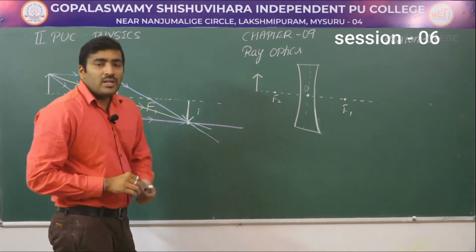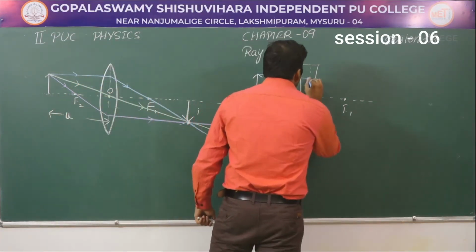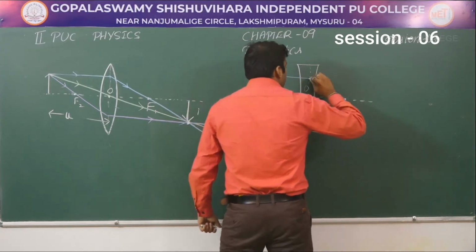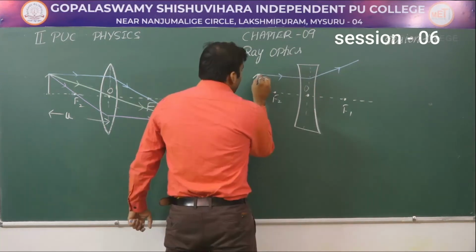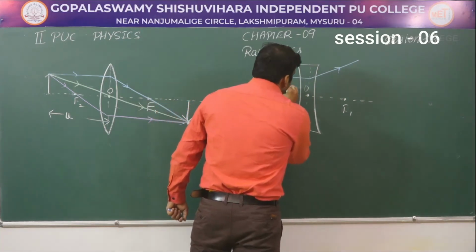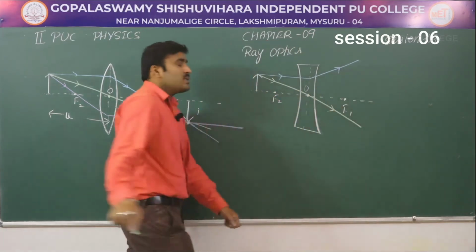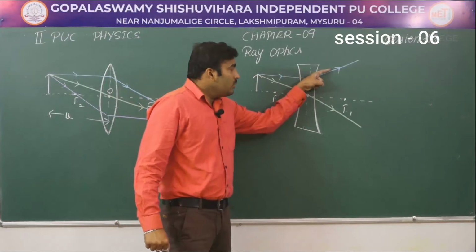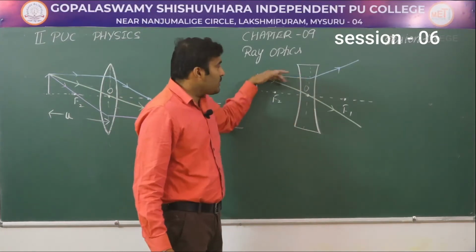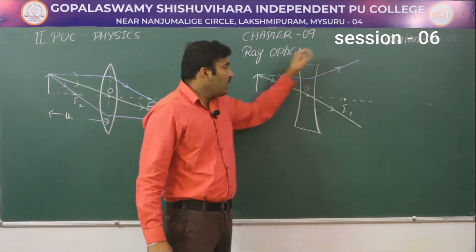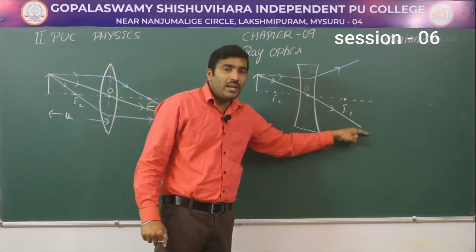First let me consider a ray which is incident parallel to the principal axis, and after refraction it will diverge, correct? Next, the ray incident along the optical center passes undeviated. Now if you observe the two refracted rays, one is a ray incident parallel to the principal axis which diverges in this way, and the second ray, incident along the optical center, goes like this.